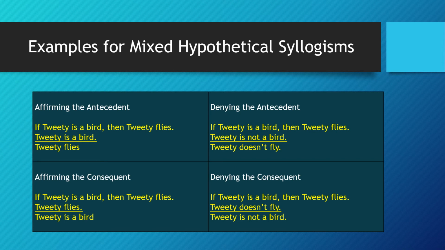Again, remember that a syllogism affirming the antecedent is a valid argument, while a syllogism denying the antecedent is an invalid argument. Likewise, a syllogism affirming the consequent is an invalid argument, while a syllogism denying the consequent is a valid argument.